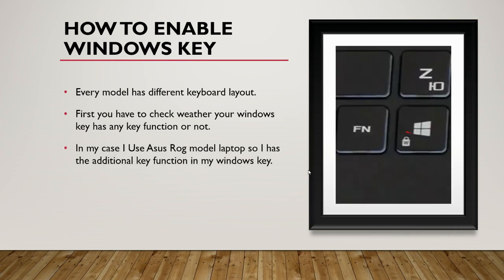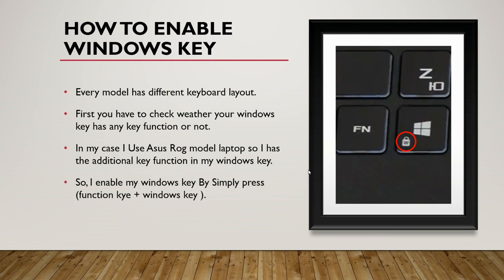In my case, I use a ROG model laptop. So I add the additional key functions in my Windows key. So I enable my Windows key by simply pressing function key plus Windows key. That's it. My Windows key is now enabled. You can also do the same step to enable your Windows keys.